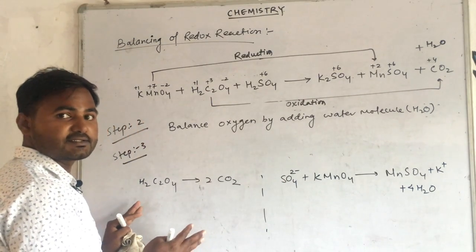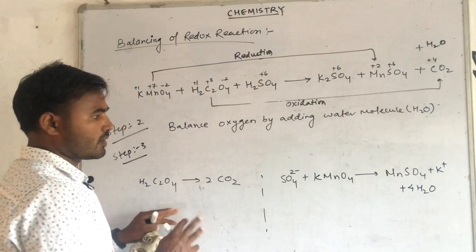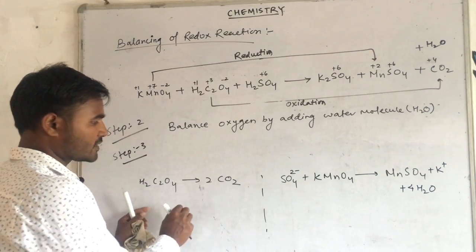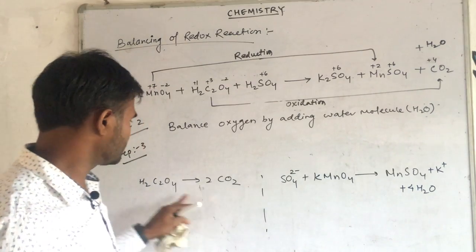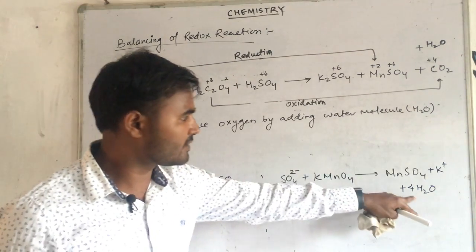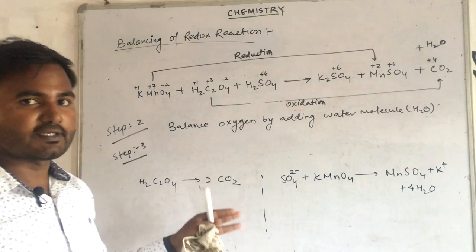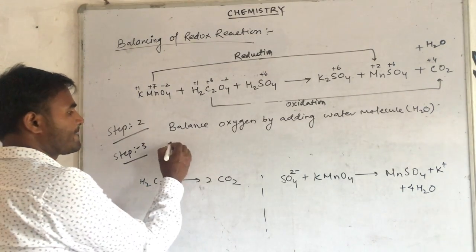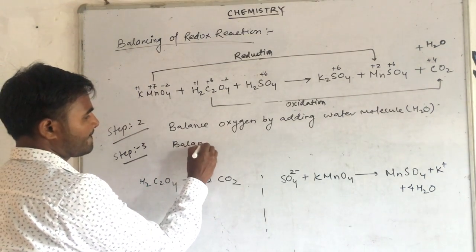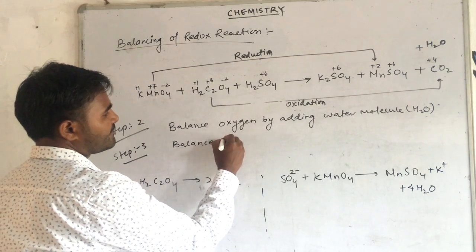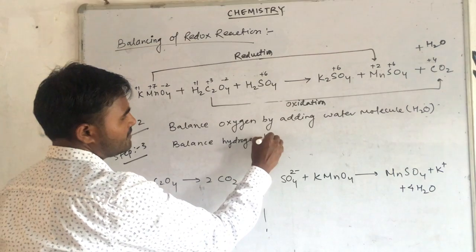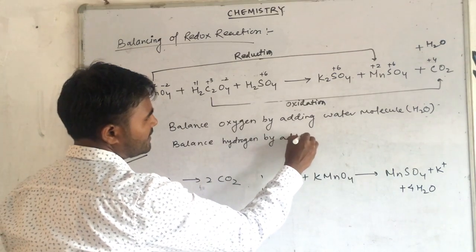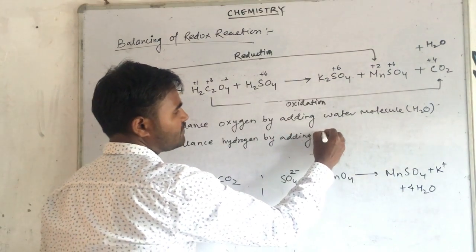Hydrogen is unbalanced. तो अभी हमने मेन एटम को बैलेंस कर चुके हैं, ऑक्सीजन को बैलेंस कर चुके हैं, अभी हमें क्या दिख रहा है जो अनबैलेंस्ड है? दैट इज हाइड्रोजन, बिकॉज यहाँ पर हाइड्रोजन है, यहाँ पर नहीं है, यहाँ पर हाइड्रोजन है, यहाँ पर नहीं है. सो नेक्स्ट स्टेप विल बी बैलेंसिंग ऑफ hydrogen by adding H plus ion.